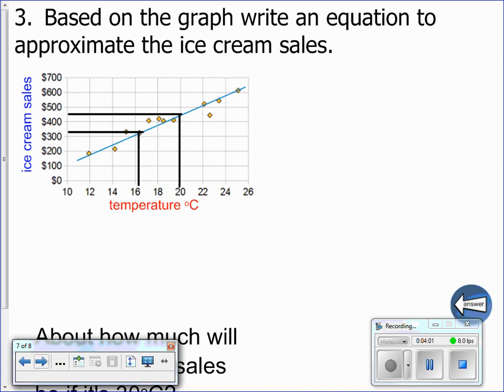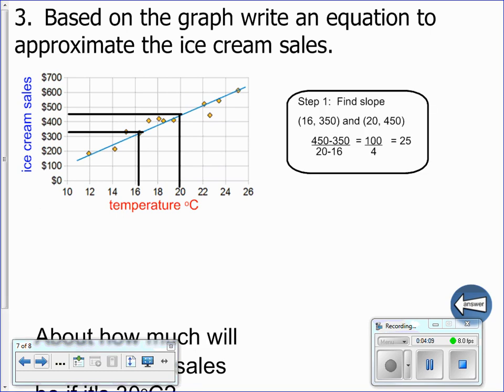From this graph, it says, based on the graph, write an equation to approximate the ice cream sales. My first step is finding the slope. So I'm going to choose the points (16, 350) and (20, 450). So 450 minus 350 is 100, and 20 minus 16 is 4. So 100 divided by 4 is 25.